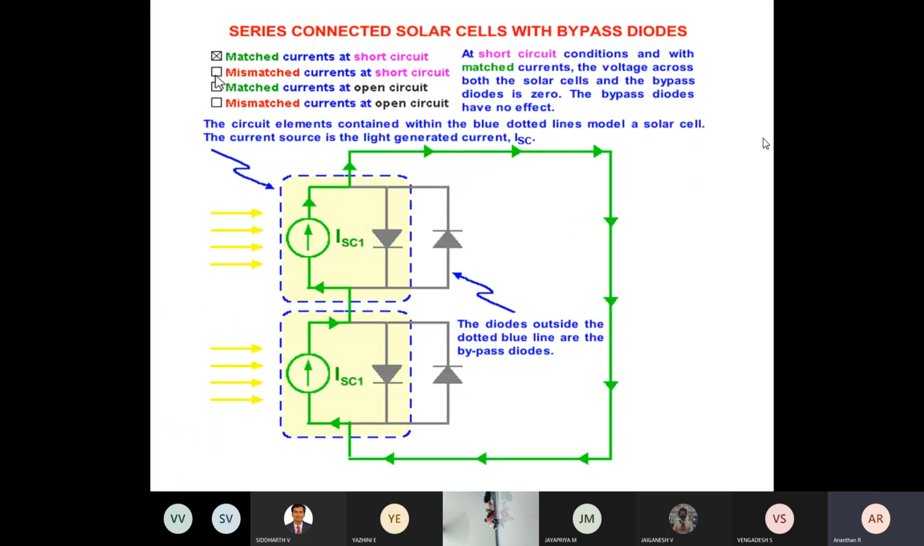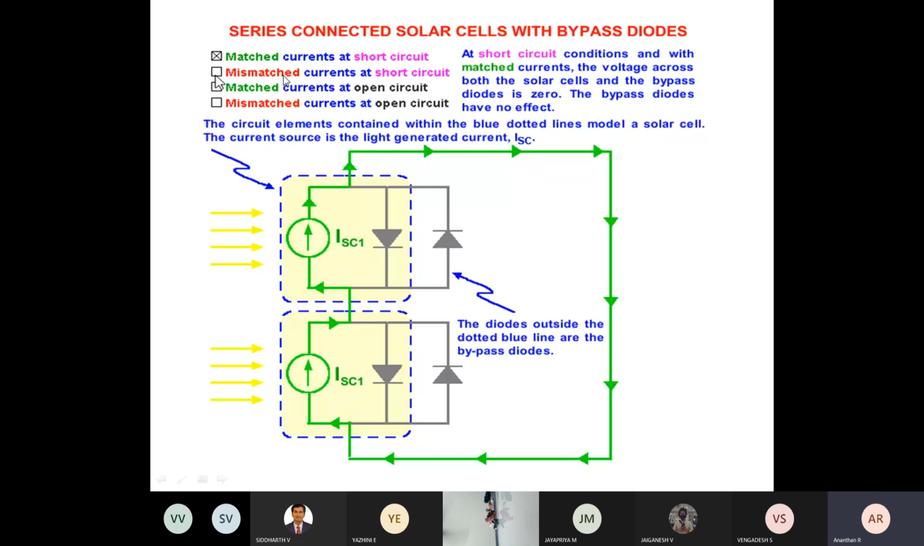So these are some effects. Let us say the short circuit currents are matched. If two solar cells are connected like this, and their short circuit currents match, because of the similar properties both solar cells will be forward biased. With that, your current will be sent to your final output. That is the principle here. At that time the bypass diodes will act as reverse biased, so the effect of the bypass diode is zero if the short circuit currents match.